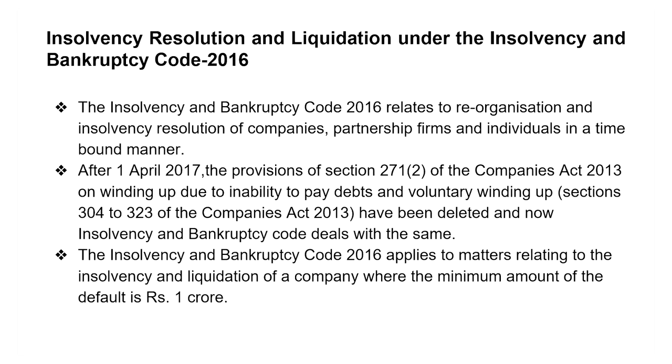So after 1st April 2017, the provisions of section 271 clause 2 of the Companies Act 2013 on winding up due to inability to pay debts and voluntary winding up were transferred to the Insolvency and Bankruptcy Court. Sections 304 to 323 of the Companies Act have been deleted and are now dealt with by the Insolvency and Bankruptcy Court.